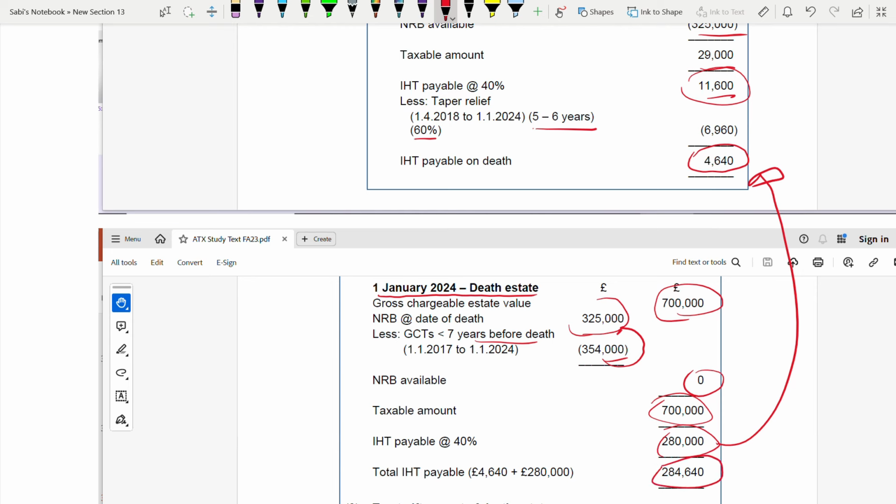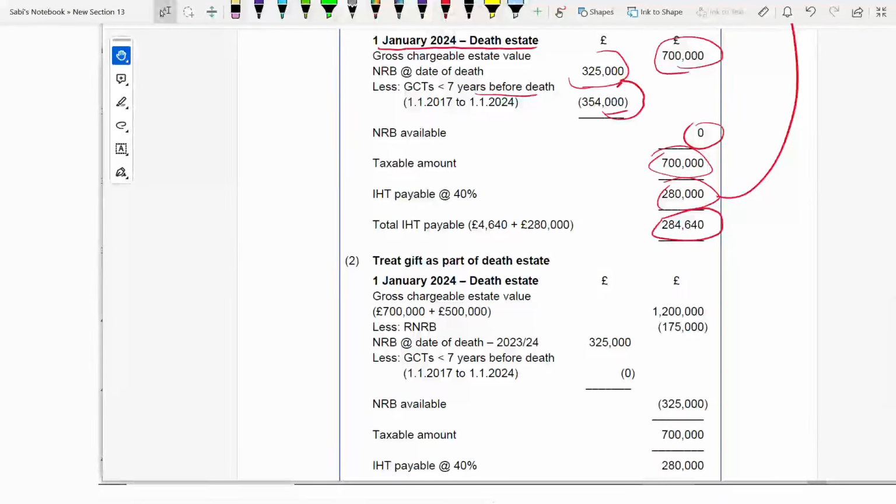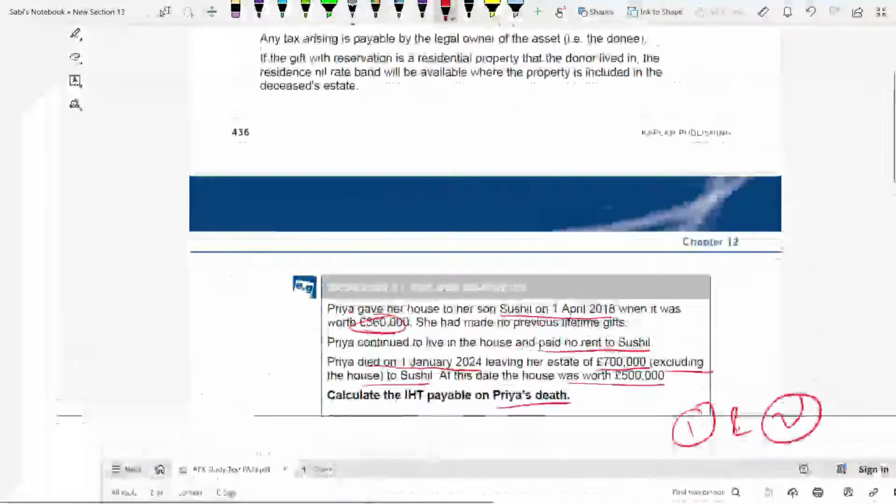In the first scenario. Coming to the second scenario. Treat the gift as a part of the death estate. This is number 2. Whichever is higher, that will be your IHT. So death estate only on one date. This date. Okay. So now, here, the death estate is different.